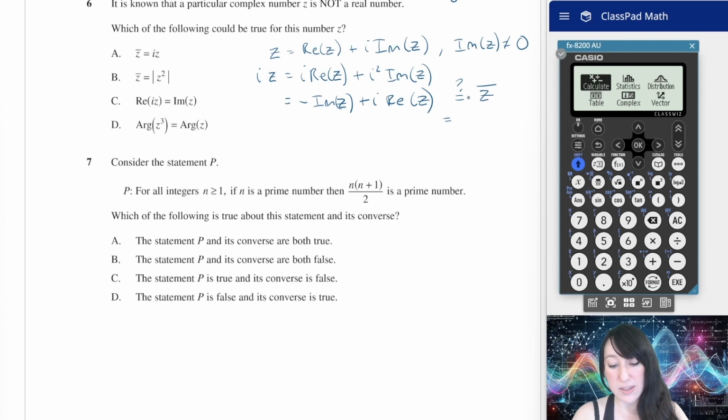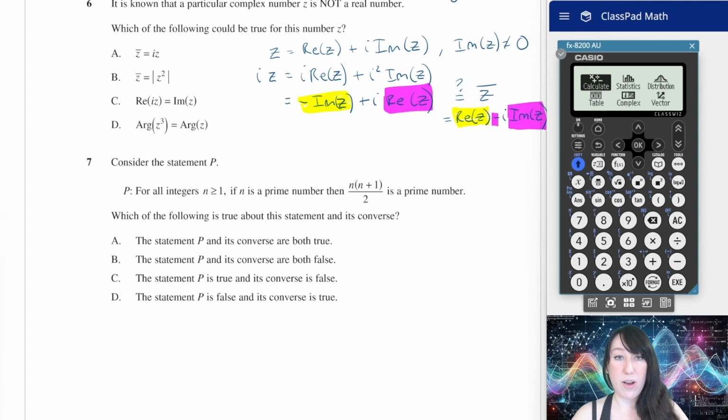Well, the conjugate is what we get if we make z's imaginary component negative. So this could be true if the negative of the imaginary component of z is equal to the real component of z, and the real component of z is equal to the negative of the imaginary component of z, which is just a restatement of the same thing. So that could indeed be possible if the imaginary component of z is non-zero.